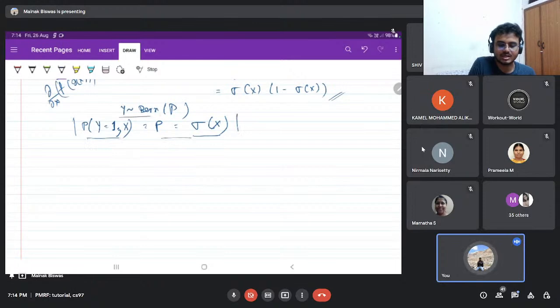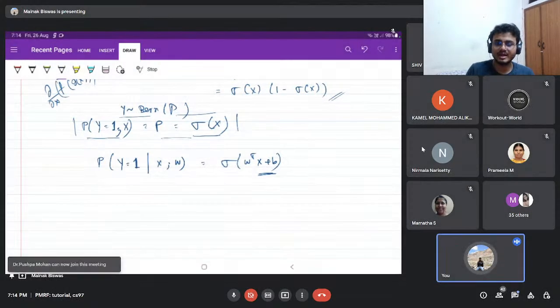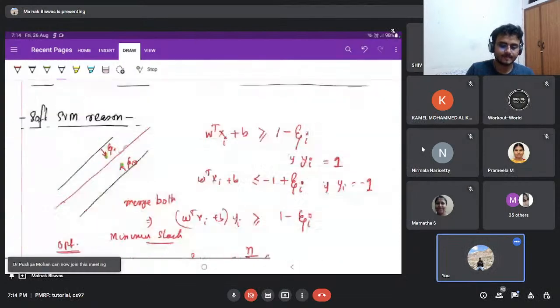If you have a question, you can ask. So this thing, the probability of y is 1 given x and some parameters w, is defined as sigmoid of w transpose x plus b. I've written all these in the notes, you can have a look at that. Is this okay? This is how you define this function.